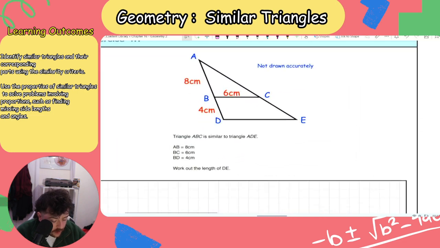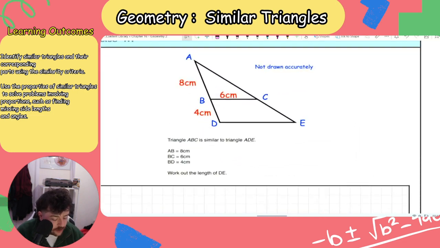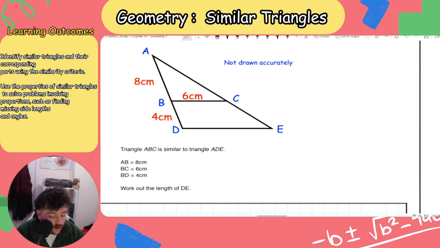Triangle ABC is similar to triangle ADE. AB is equal to 8, BC is equal to 6, and BD is equal to 4 centimeters. Work out the length of DE. So I have two triangles here. First, let's draw these out. So I have triangle ABC.